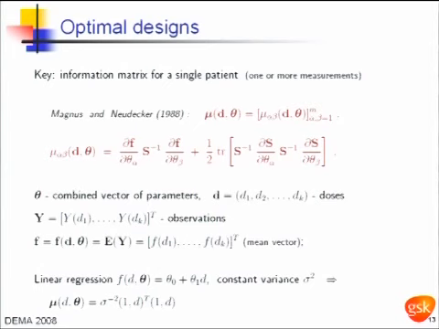Optimal designs. Oh, time is flying. The key, as usual, is to find the information matrix for a single observation, and the single unit of information is a patient. The formula which I present here is a general formula. There are two terms when variance depends on unknown parameters. And Rainer Schwabe talked about this, that there are cases when there are two terms in the information matrix.